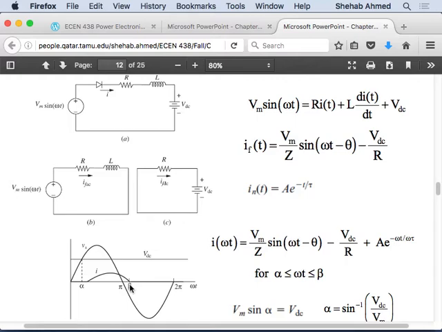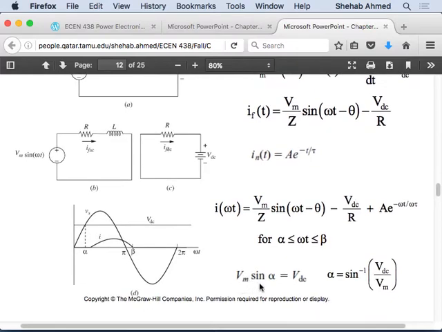Before, in the previous case, alpha, the inception angle, was 0. Right? The inception angle was 0, the extinction angle was beta. Here it's the more general case. Inception angle is some alpha. Where is this alpha happening? When VDC is equal to my V input, my Vmax sine omega t. So when Vmax sine alpha is equal to VDC, I can calculate and find alpha, which is inverse sine of VDC over Vm.